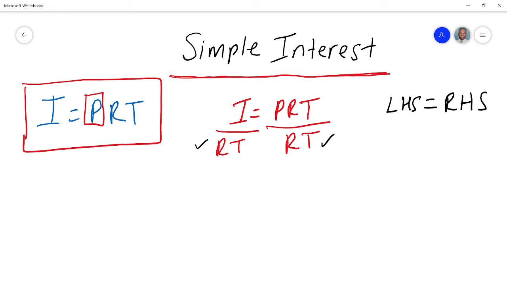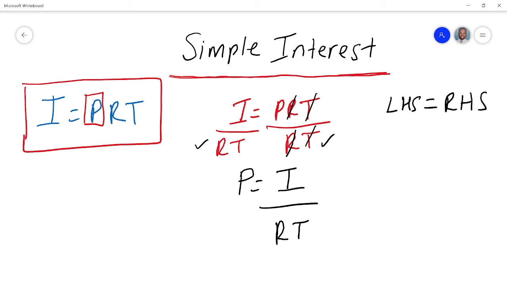So what we now do here is the R and T cancel, and P therefore becomes I over R times T. So if you get a question and you're told to find the principal, what's the formula? We make P the subject of the formula, and therefore that becomes I divided by RT.